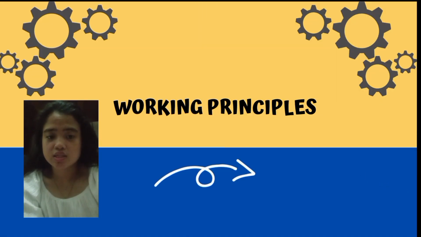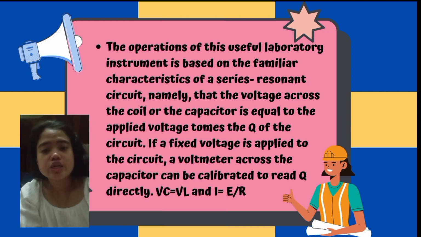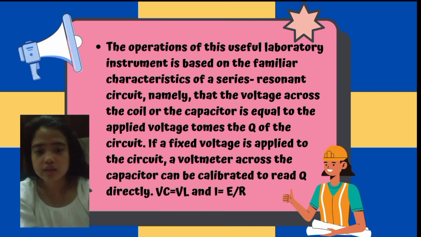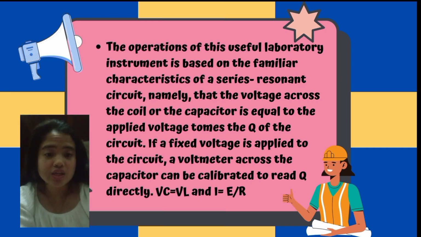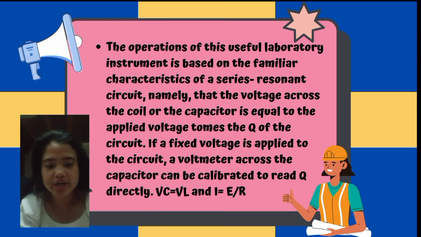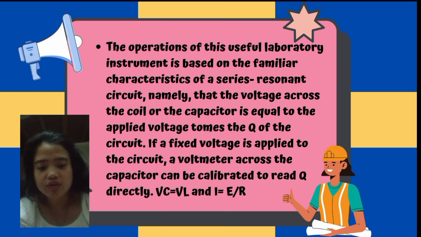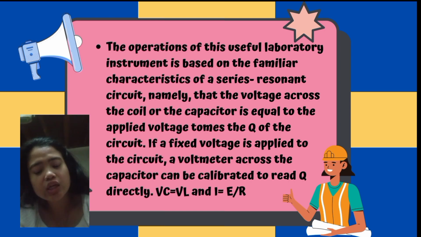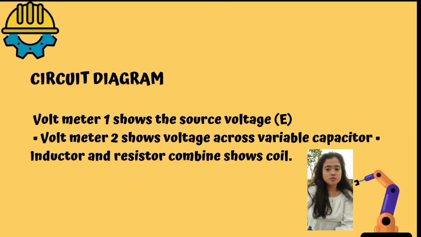Working principles. The operation of this useful laboratory instrument is based on the familiar characteristics of a series resonance circuit, namely that the voltage across the coil or the capacitor is equal to the applied voltage times the Q of the circuit. If a fixed voltage is applied to the circuit, a voltmeter across the capacitor can be calibrated to read the Q directly.